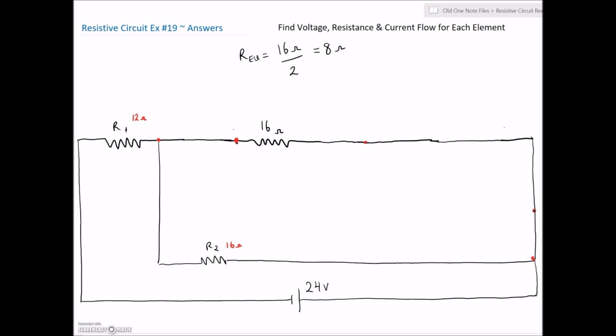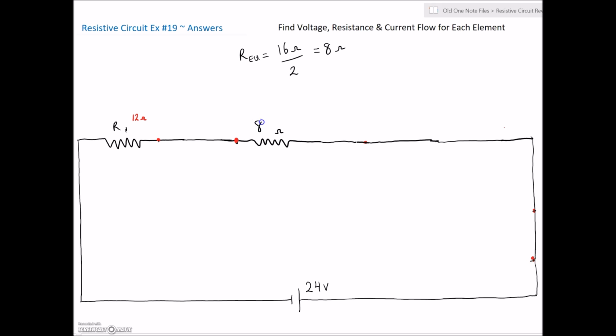Recombine that. And now it's apparent that the 16 ohms is in parallel with R2, which is also 16 ohms. Go back to this guy. Equivalent resistance is 16 ohms divided by the two paths that are provided, giving us 8 ohms as an equivalent resistance. So now we can eliminate R2. It's done. And we're very close to finding our final answer here.